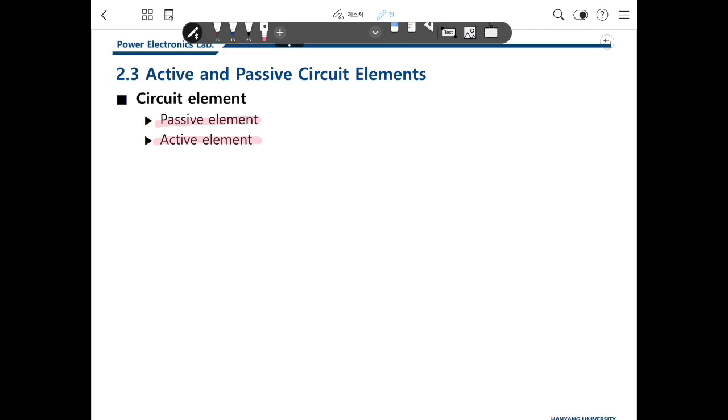A passive element absorbs energy, and an active element supplies energy.